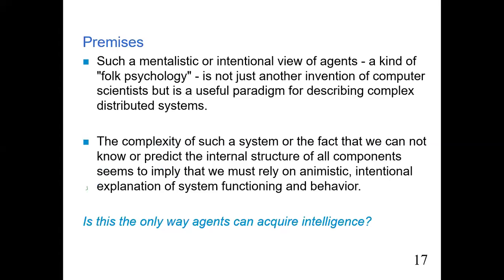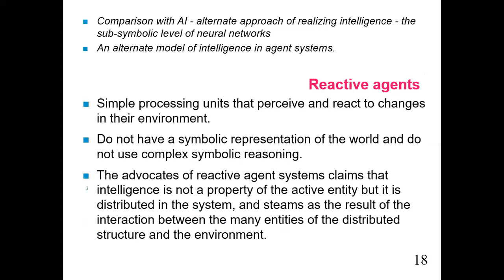And the complexity of such a system, or the fact that we cannot know or predict the internal structures of all components, seems to imply that we must rely on an intentional explanation of system functioning and behavior. So that's the theory of how they make agents become intelligent. Because of the complexity of the system, they try to bring all the qualities of humans inside the agents. So according to the theory, it can make the agents become intelligent.